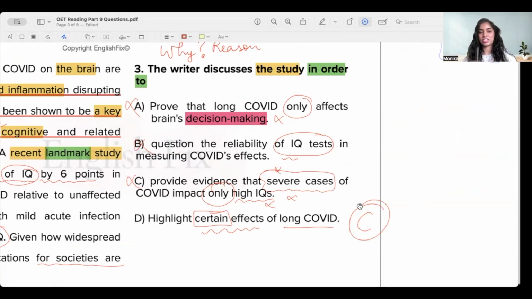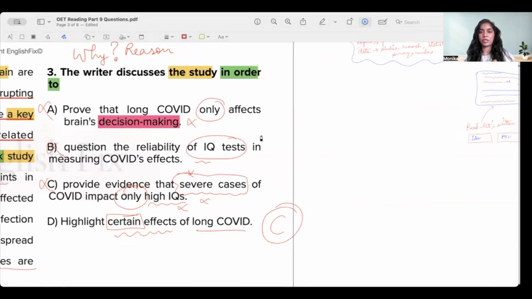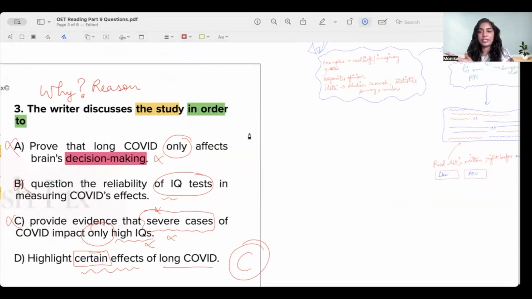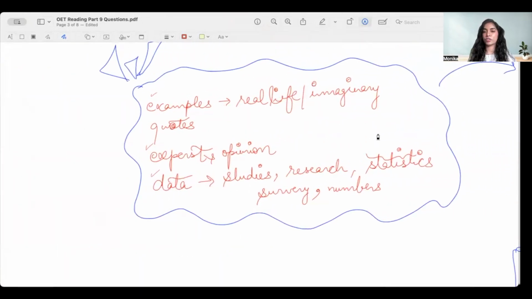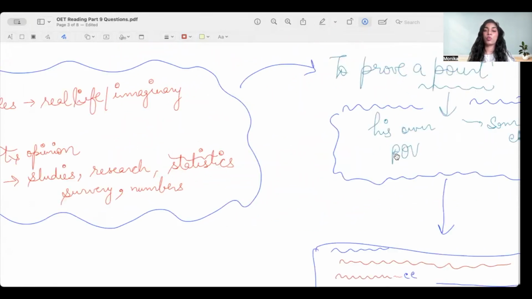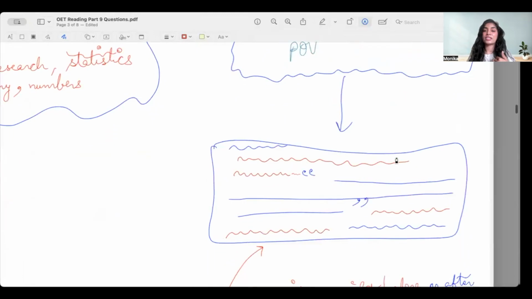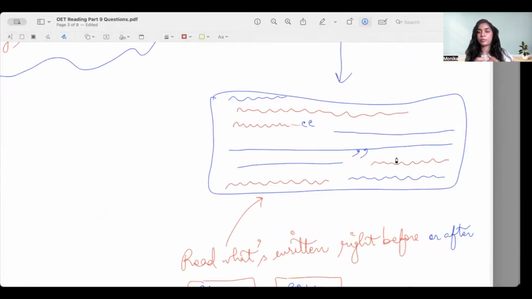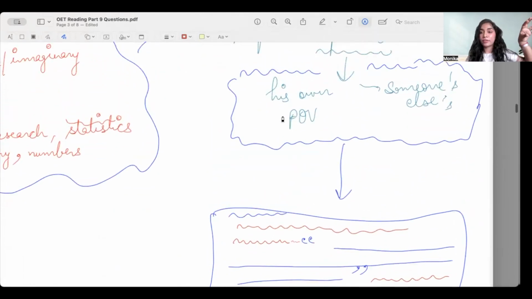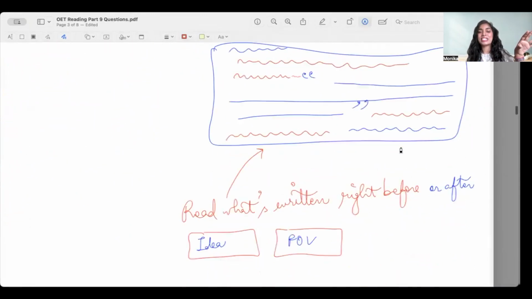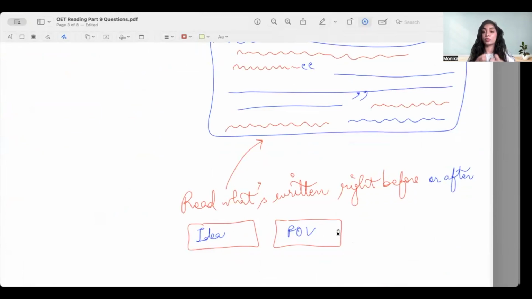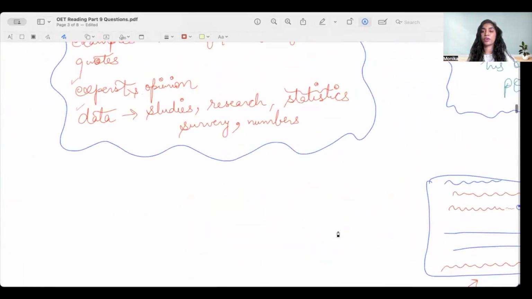Now, coming back to this question type. Remember, if you want to answer a question about why the writer uses anything, the quote, the study, the statistic, the data, any of these things, please keep in mind you want to understand what is written right before and right after that particular example. Because right before is where the writer will show either his own point of view or somebody else's point of view. Doesn't matter. Whatever that idea or point of view is, that is what the writer is trying to support with their example. That is why the writer is using this.